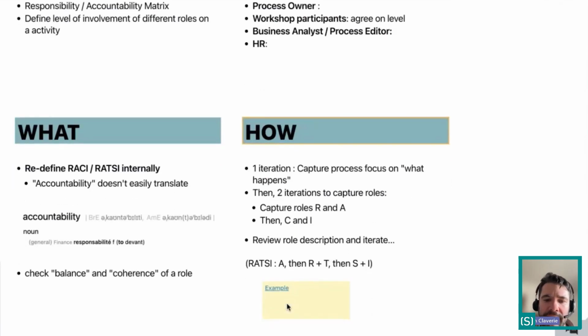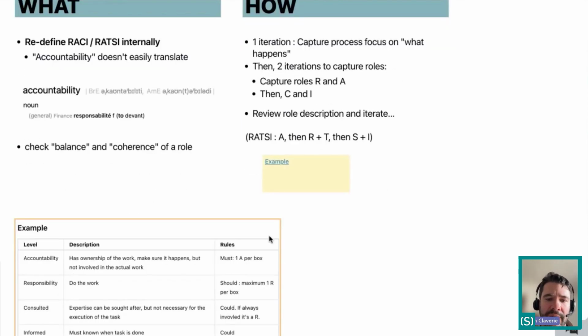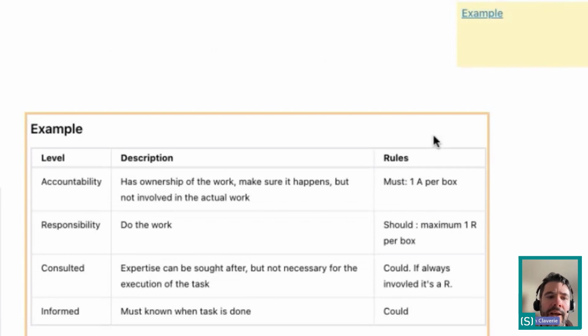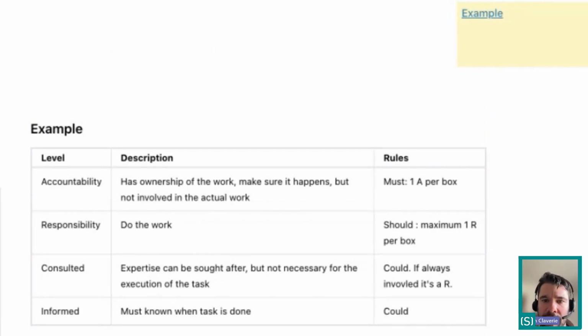What we did for RATSI is we did three iterations. So just the A identifying, and again in my project, for the biggest project I had with RATSI, A was really for authority and decision boxes. So we focused specifically on A first, identifying boxes where a decision is made, and then allocating the A, the authority. And then we were doing R and T, and if required, if the context was right, we were doing S and I. But in most cases, we just ignored S and I in our case.